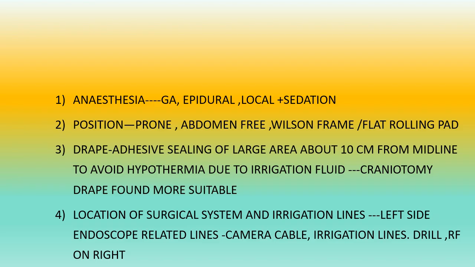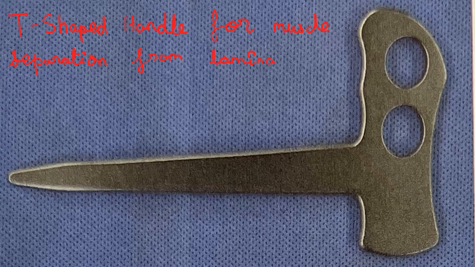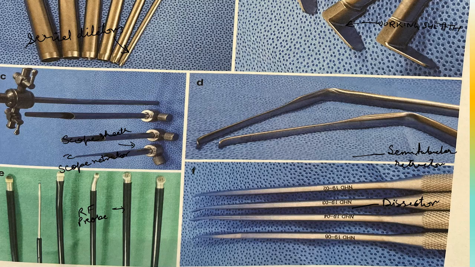The location of the surgical system and irrigation lines should be on the left side, and the endoscope-related lines like camera, irrigation lines, drill, and RF on the right side. Instruments: most of the general spinal instruments can be used, but a few special instruments like this T-shaped handle. This T-shaped handle is for muscle separation from the lamina and opening of the interfascicular space.